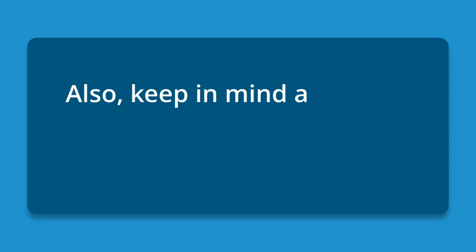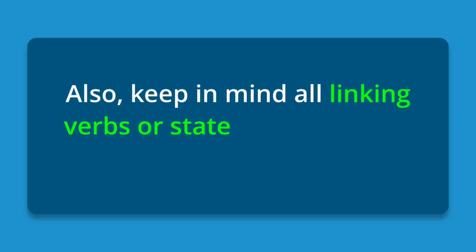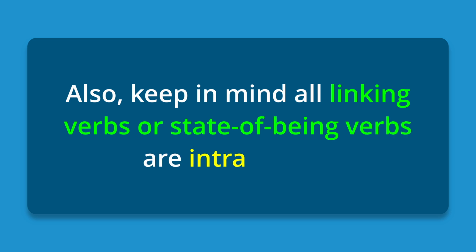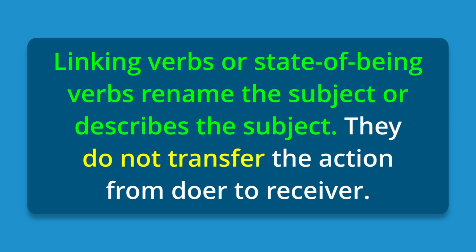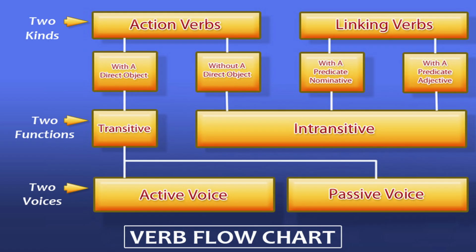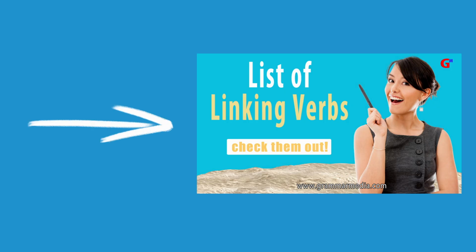Also keep in mind, all linking verbs or state of being verbs are intransitive. Linking verbs or state of being verbs rename the subject or describe the subject. They do not transfer the action from the doer to the receiver. Check out this flowchart. It will help you understand how linking verbs or state of being verbs function in English grammar. Also check out this video for a list of linking verbs.